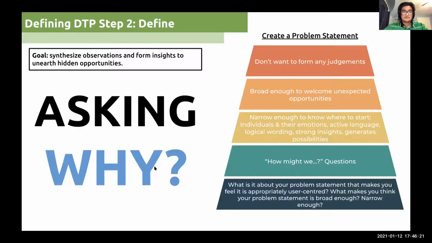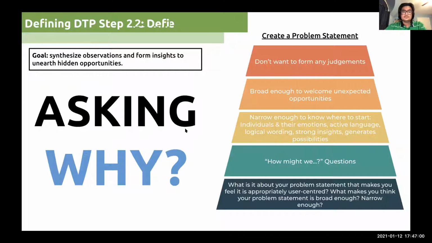Alrighty, so next is step 2, which is basically define. And the goal in the define stage is to synthesize your observation and form insights to unearth hidden opportunities. And the best way to do this is by asking why. By asking why, you're understanding the specific needs of the user, and you're forming insights. By forming insights, you're able to unearth those opportunities that were hidden from before.